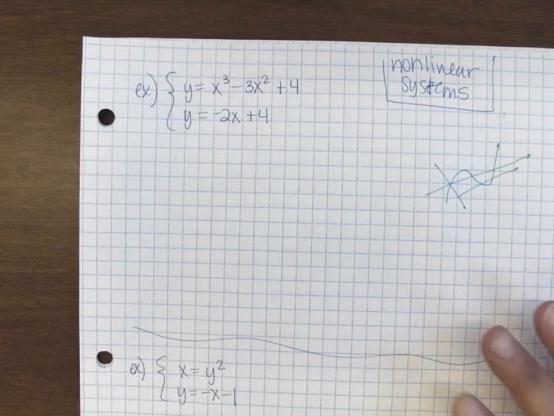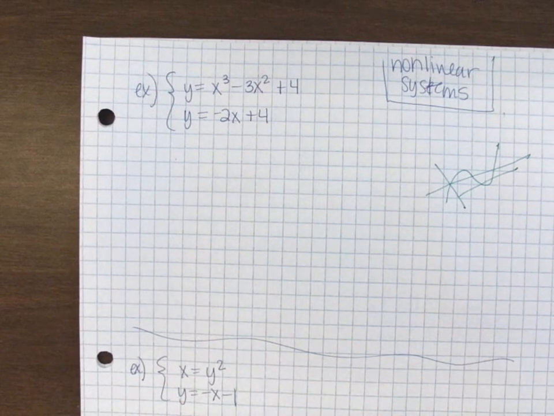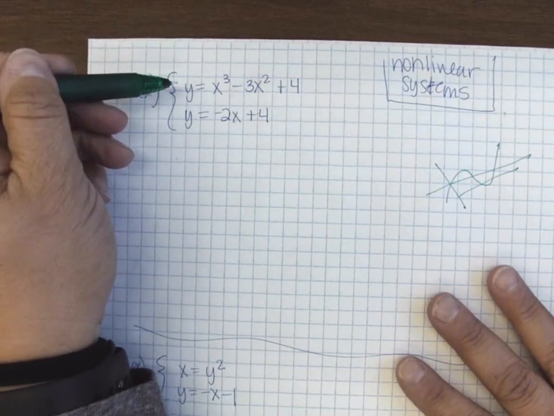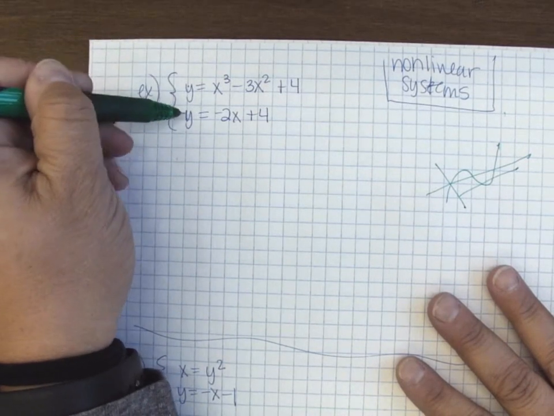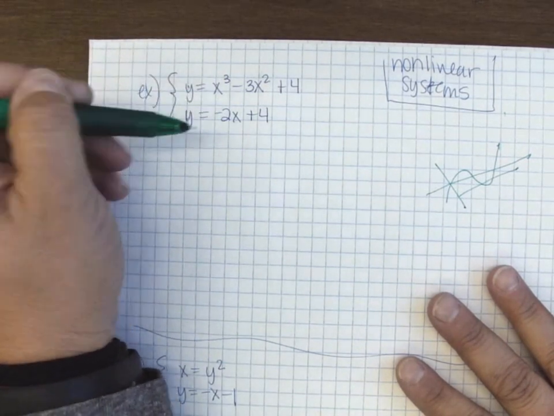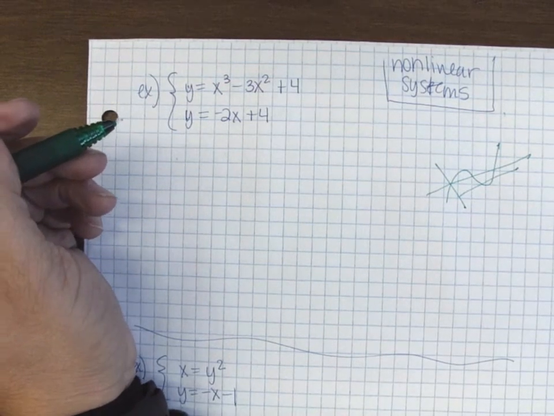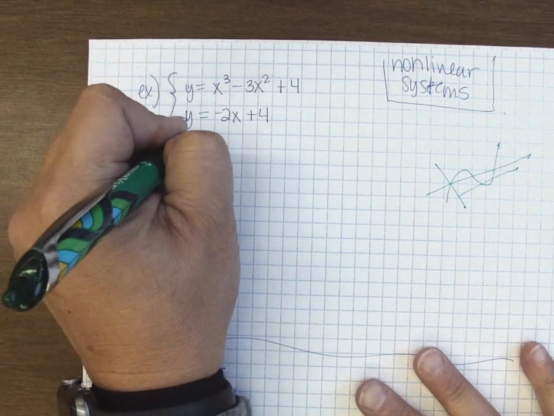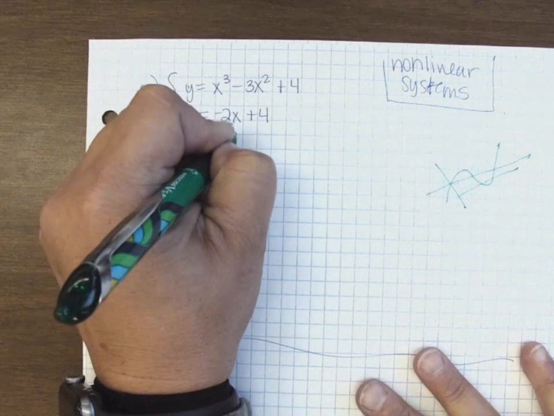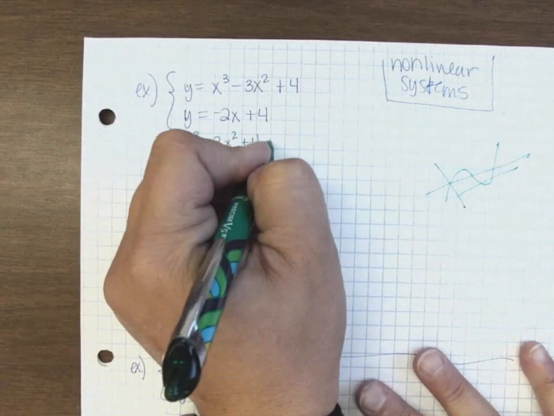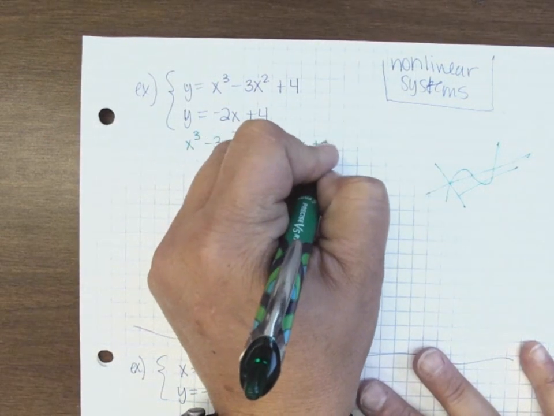But kind of use the same ideas as yesterday. You've got your elimination, you've got your substitution. There's different ways to work these problems out. So to me, the easiest thing to do on this one, since they're both equal y, is just set these two equal to each other. So I'm going to have x cubed minus 3x squared plus 4 equals negative 2x plus 4.